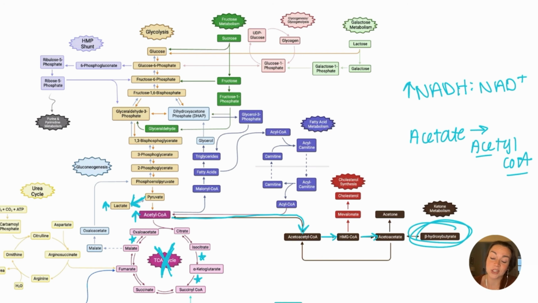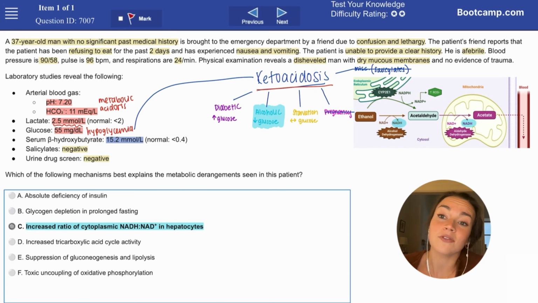Additionally, our NADH to NAD+ ratio is going to disfavor gluconeogenesis. And so this leads to hypoglycemia. So therefore, the clinical profile here matches alcoholic ketoacidosis, which is answer choice C. So let's go through the incorrect answer choices.